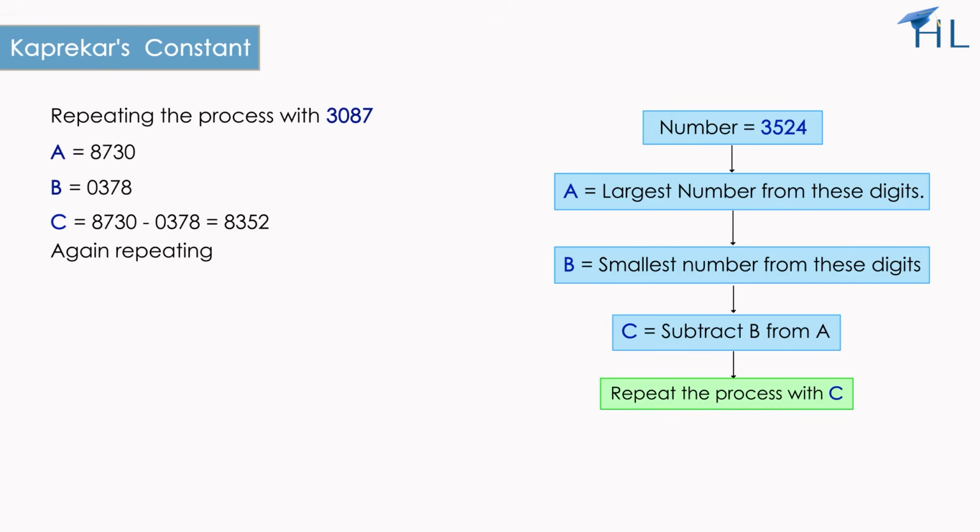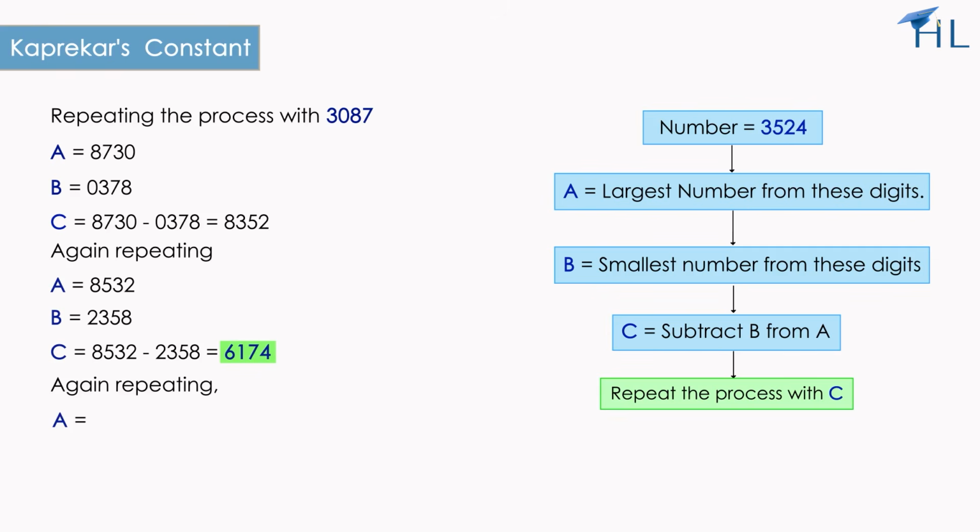Again, repeat. A is equal to 8532, B is equal to 2358, C is equal to 8532 minus 2358, which is equal to 6174. There it is, 6174. And guess what? Once you reach it, you'll keep getting 6174 again and again.